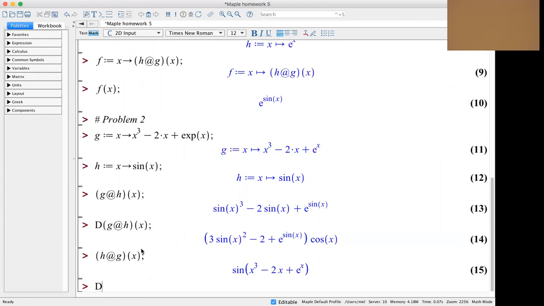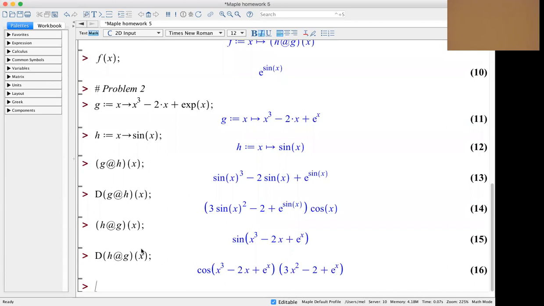And the derivative of h composed with g of x is that. Okay.